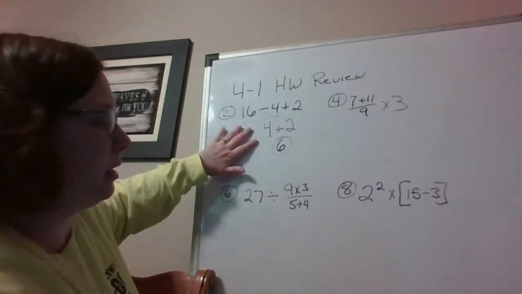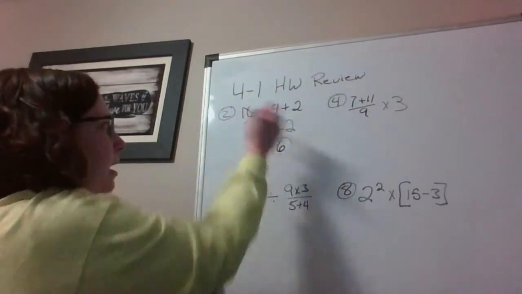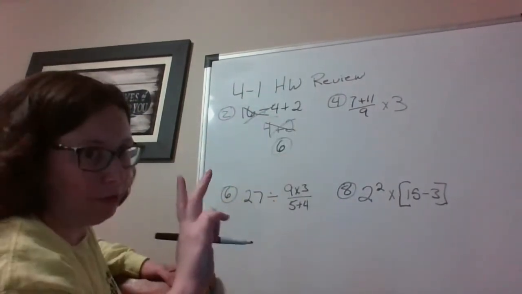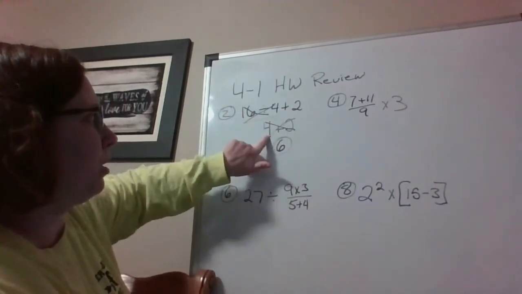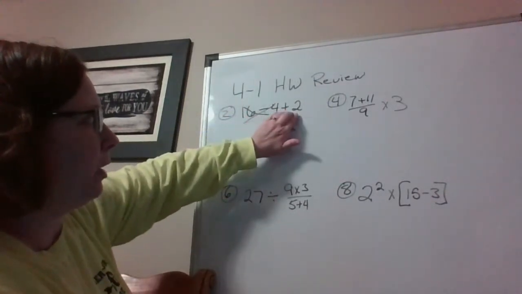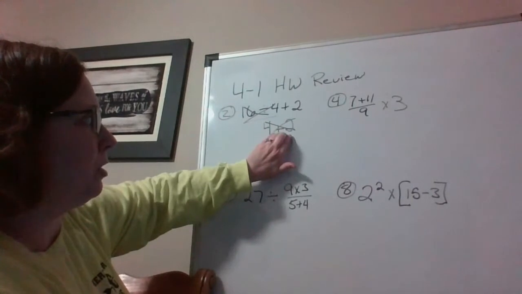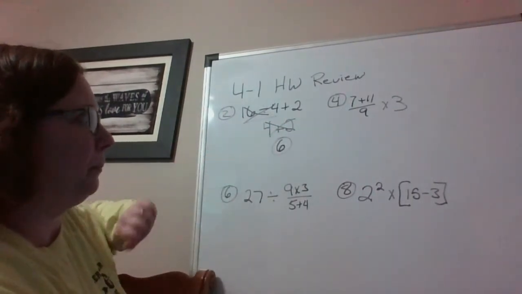The other thing that I had suggested is some of you may want to cross out once you have dealt with something. So we did the 16 divided by 4 and got 4, so we could cross that out. It makes it a little bit easier to see what is left that you need to bring down. And then we did this one and we got 6 and we're all done.